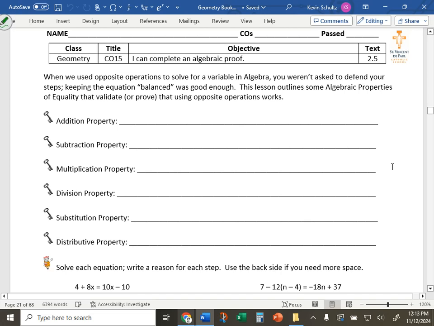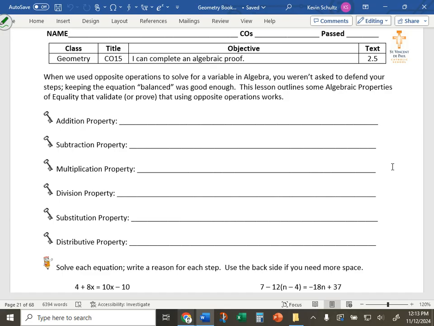Geometry, today we begin the wonderful wide world of proofs. And we're going to start with something that you understand, which is equations. We're starting our proofs with algebra, because you know how to solve an equation. Now we're just going to set it up in a formal proof and use reasons to defend each step.